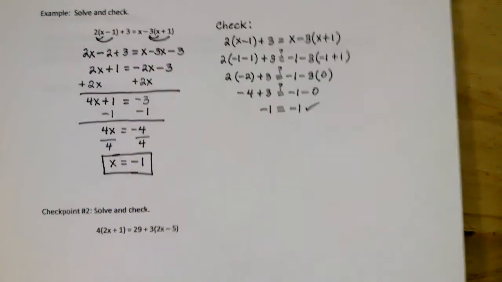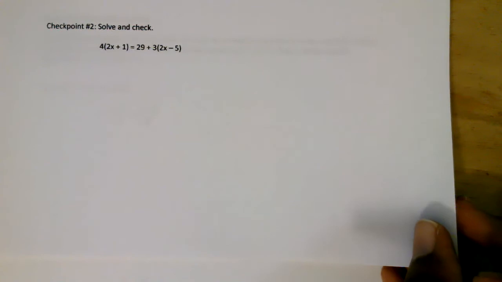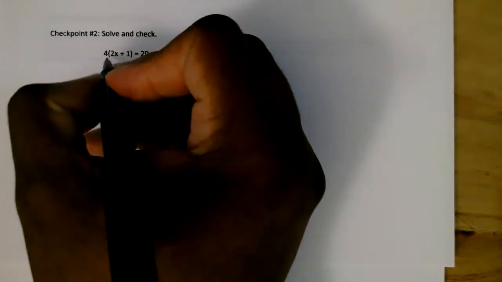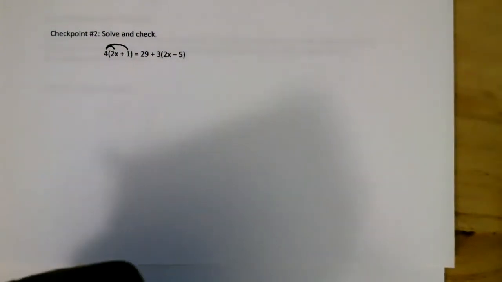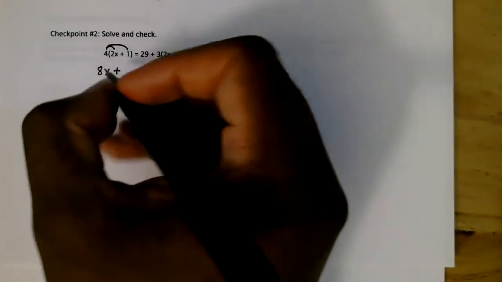Okay. All right, here's another example. Say we had this, 4 times the quantity 2x plus 1 equals 29 plus 3 times the quantity 2x minus 5. You'll want to solve this equation and check. So on each side, I'm going to remove the parentheses and combine like terms. So on the left side, I have to multiply the 4 times the 2x and 4 times 1. Well, 4 times 2x, that's going to give me 8x. And then plus 4 times 1 will be 4.